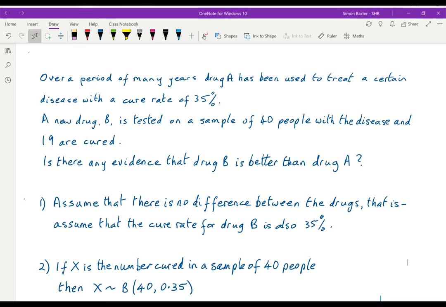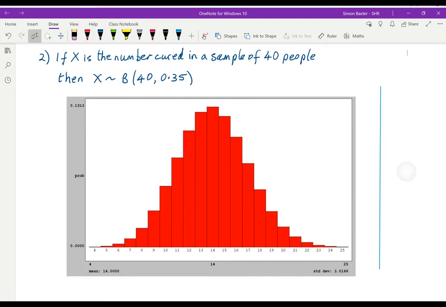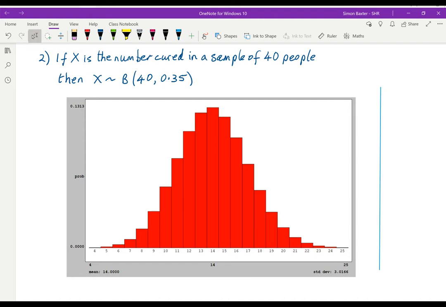I've summarized that here, and you can see there is no difference between the two drugs, the cure rate for B is also 35%, and the number cured in 40 would be binomial, p equals 0.35, n equals 40. I've drawn here the probability histogram for that. And we're trying to decide, when we do our sample, whether drug B is better than drug A. What numbers would cause us to think that drug B was better than drug A?